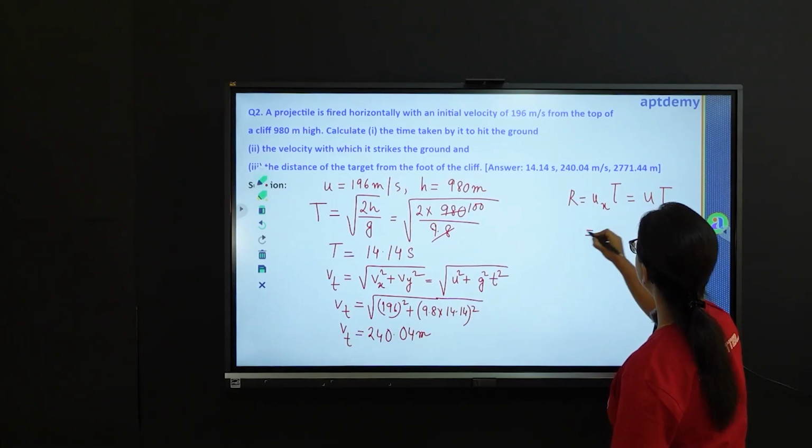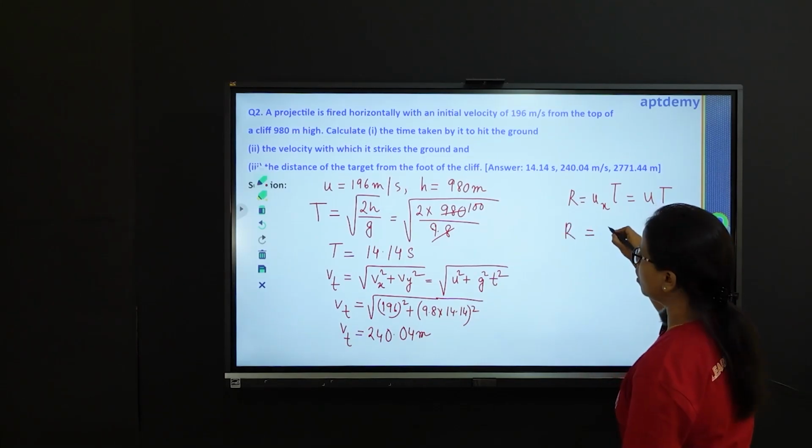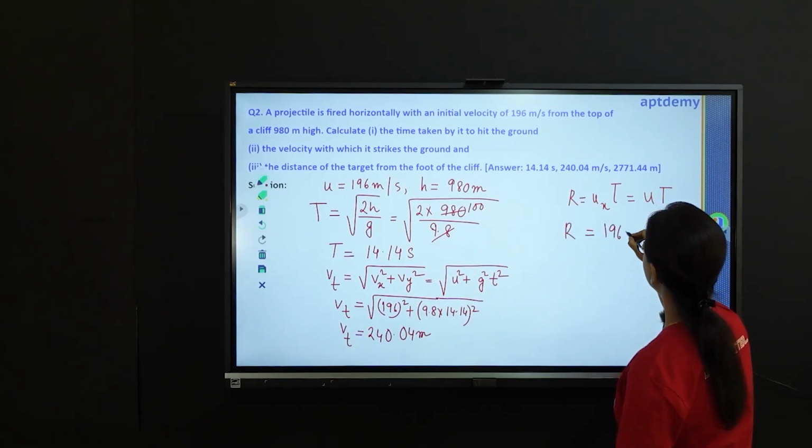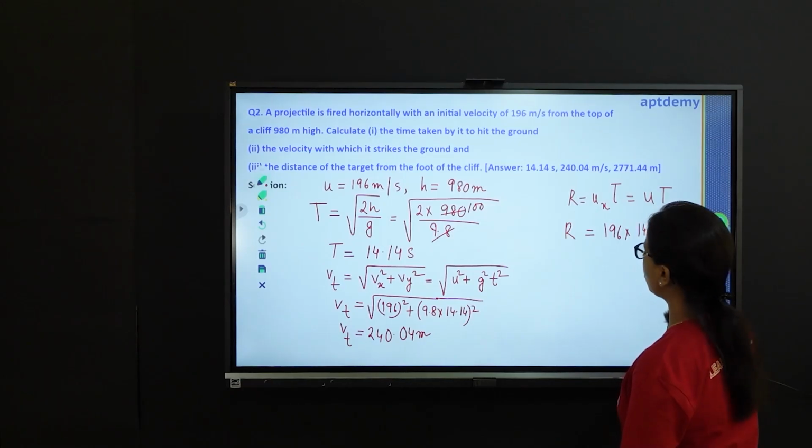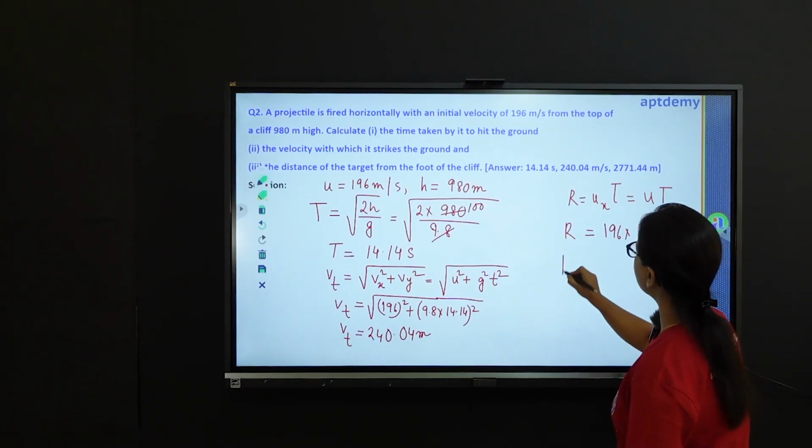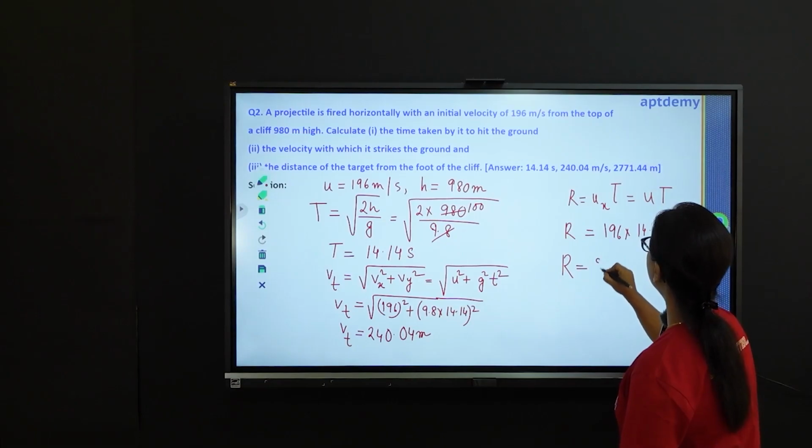We put the values: range equals u, that is 196, times 14.14, and this gives us a range of 2771.44 meters.